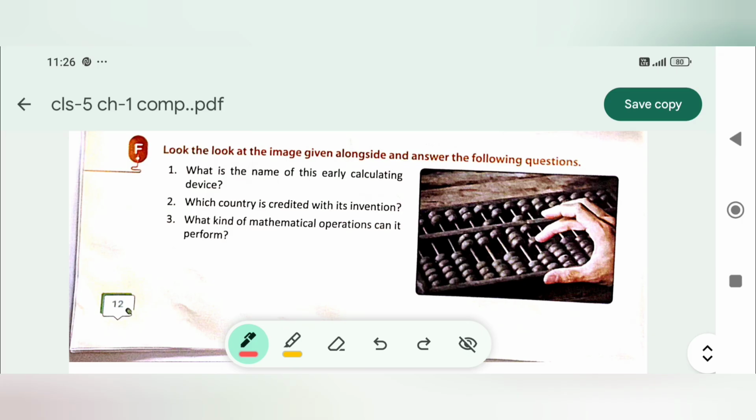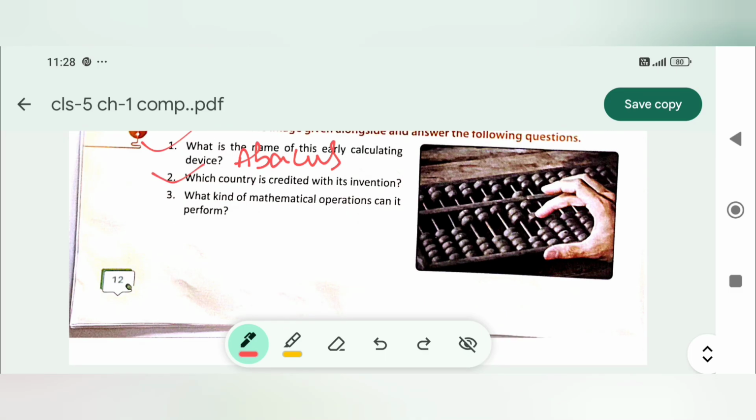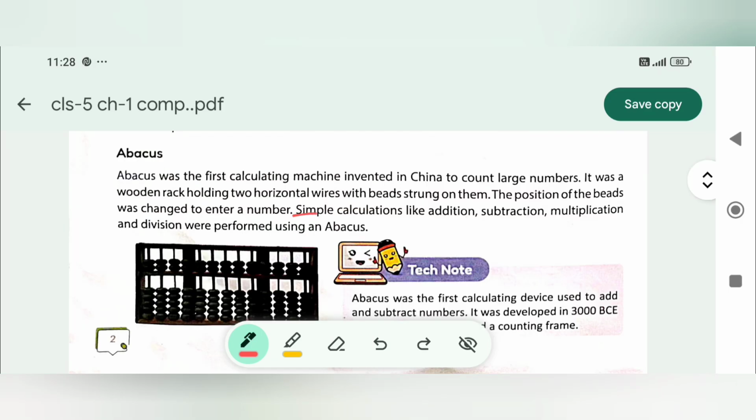Look at the image given alongside, answer the following questions. What is the name of this early calculating device? This is abacus. Question number 2. Which country is credited with its invention? China. What kind of mathematical operation can it perform? It performs simple calculations like addition, subtraction, multiplication, division by abacus. So this is ICA 3.